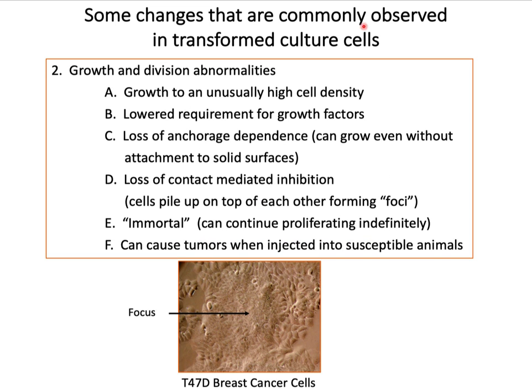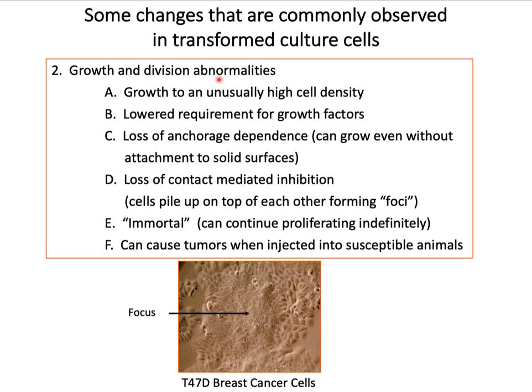Then you have the obvious growth and cell division abnormalities. They grow to unusually high cell density. They don't actually require growth factors to divide. You have this loss of anchorage dependence. You have this loss of contact-mediated inhibition. The cells are sometimes referred to as immortal. In the beginning of the semester, we talked about growing primary cells in culture, and I mentioned that there is usually a finite number of doublings of these cells, 50 to 100 doublings of normal cells. But cancer cells seem to be immortal, so they can continue to proliferate indefinitely.